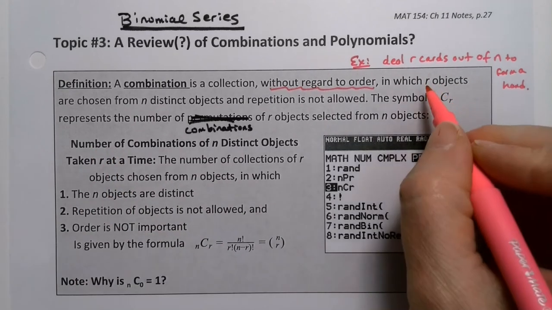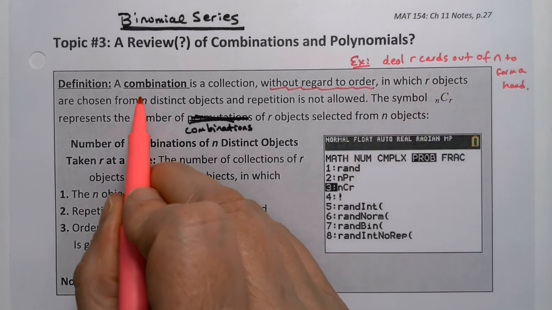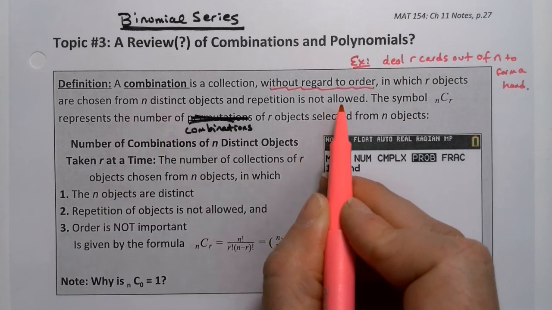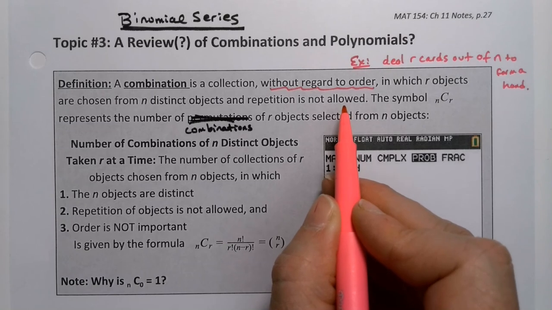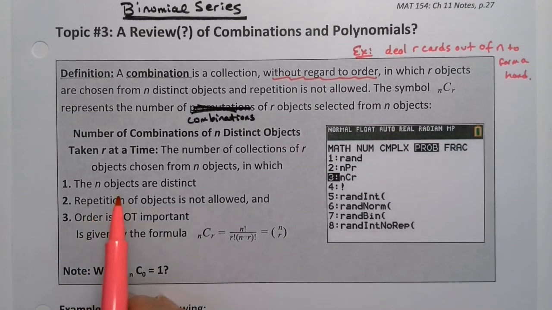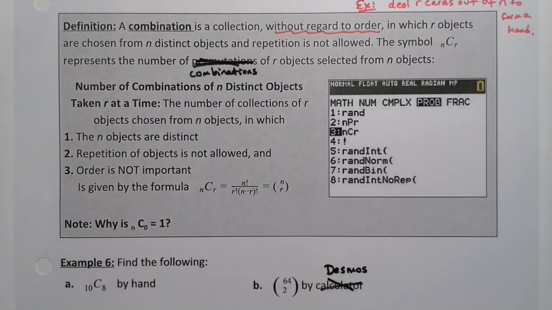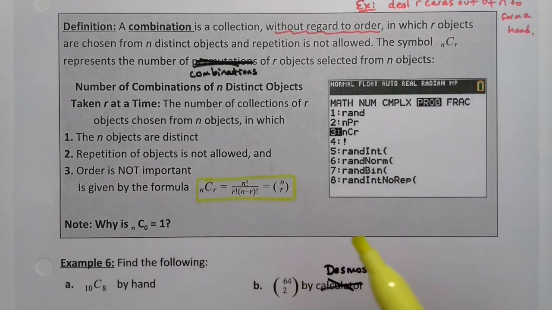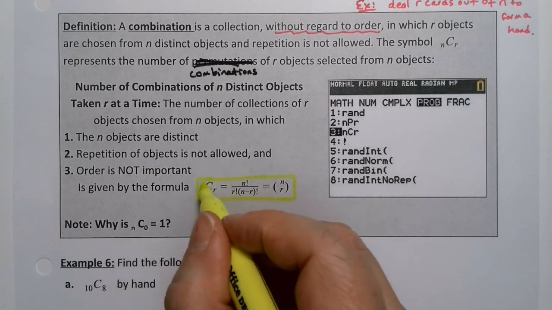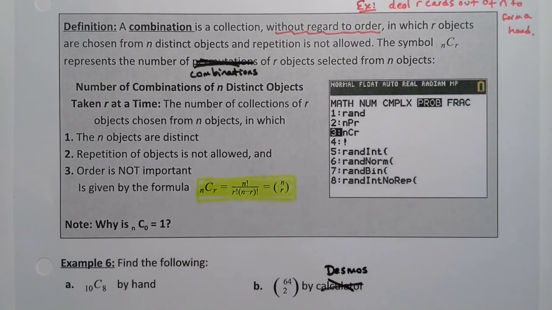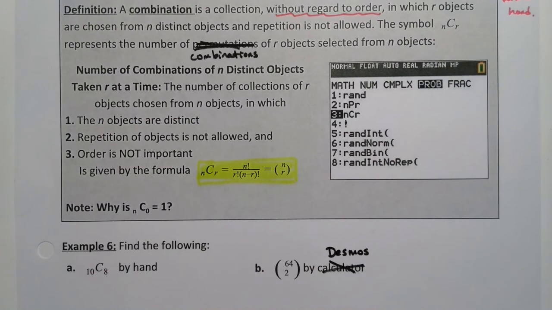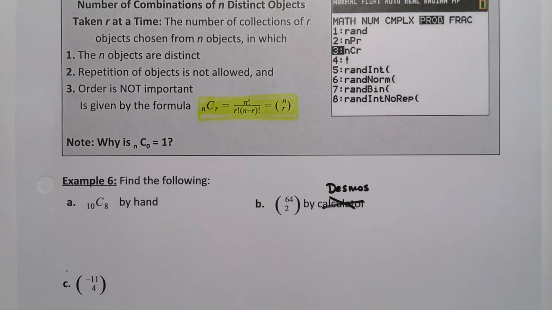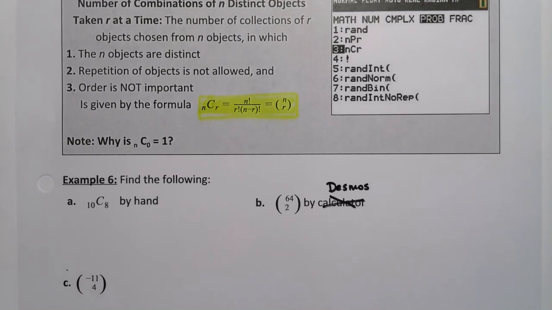So if you're thinking about it in terms of cards, r is the number in your hand, n is the number in your deck. You can't repeat, because once you're dealt the ace of spades, you've got the ace of spades, and that's it. So the important part is that the objects are distinct, repetition is not allowed, and the order is not important. The formula for the combination is n factorial over r factorial times n minus r factorial. And you'll notice there's a few ways to notate this. There's nCr, and then there's a big parentheses with n on top and r on bottom. Those are both valid ways to denote nCr.